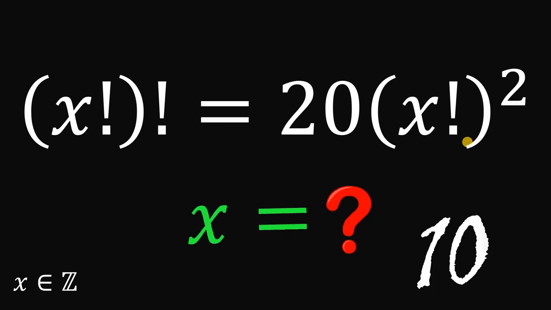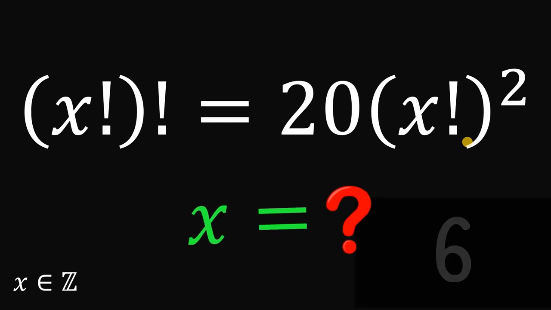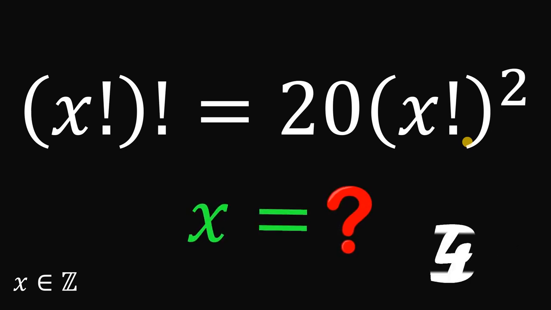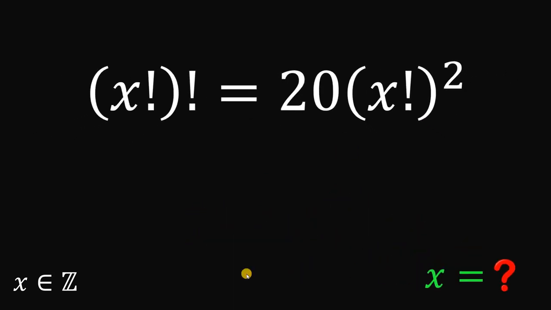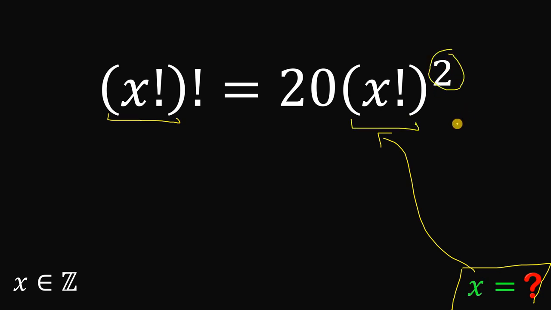Now you can pause this video if you want to give this problem a try. And now, let's answer this question together. Alright, so our goal here is to solve for the integer value of x that satisfies this equation. x factorial equals 20 multiplied by x factorial raised to the power of 2.